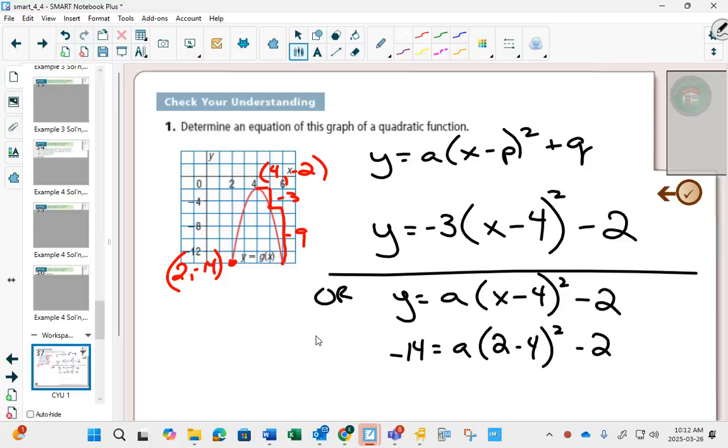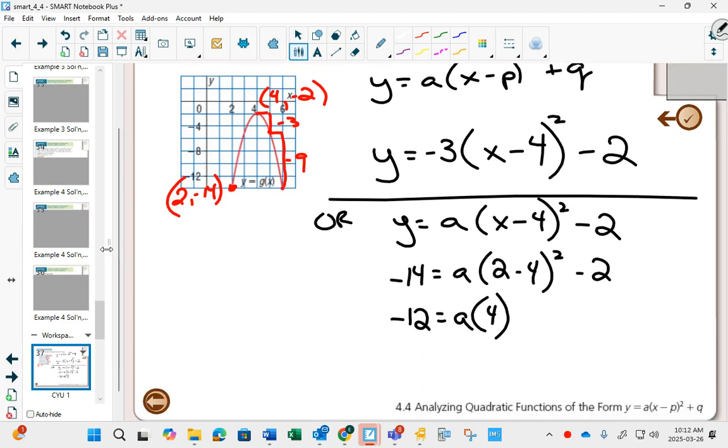If I solve this, I can add my like terms, so add 2 to this side, that'll give me -12 equals a. 2 minus 4 is -2, -2 squared would be 4. Divide both sides by 4, and I could solve that a is equal to -3.